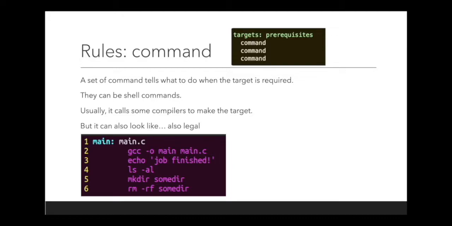The third part is the command part. This is a set of commands that tells what to do when the target is required. They can be shell commands, and usually it calls some compilers to make the target. But it can also look like the screenshot. They're also legal.